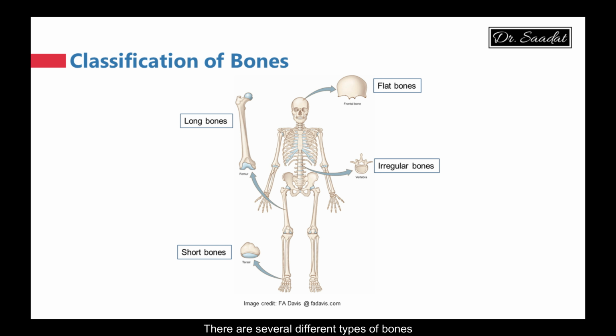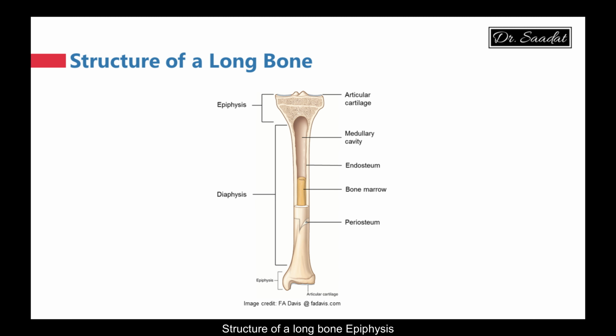There are several different types of bones in the body, each with a unique shape and function. Some of them are long, such as the femur. Some of them are short, such as tarsal bones in the ankle, while others are flat, such as skull bones, or irregular, such as vertebrae. Structure of a long bone.